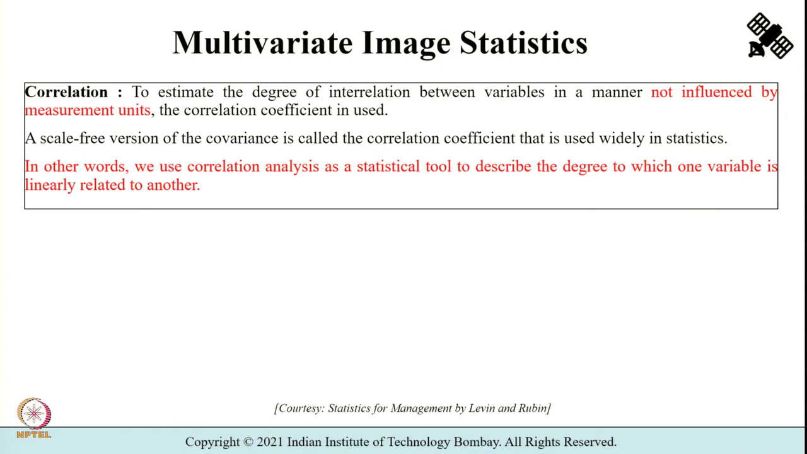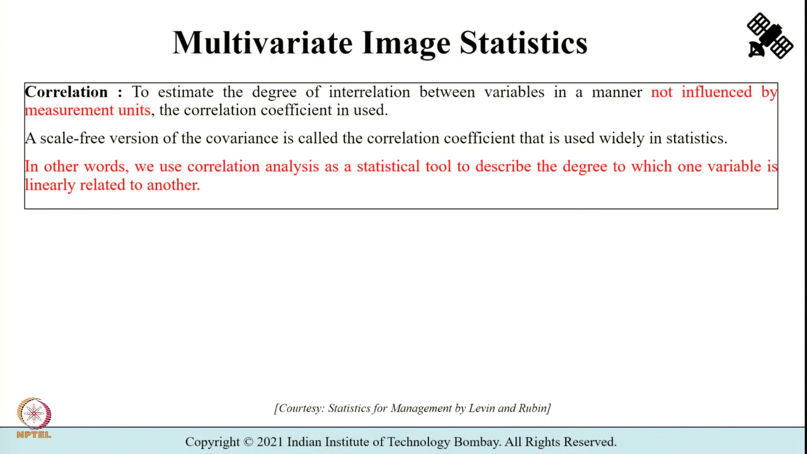Now correlation is used to estimate the degree of relationship between variables in a manner so that it is not influenced by the measurement units. Okay? So we use the correlation coefficient. You can think of it as a scale free version of the covariance. Okay? It is widely used in statistics.